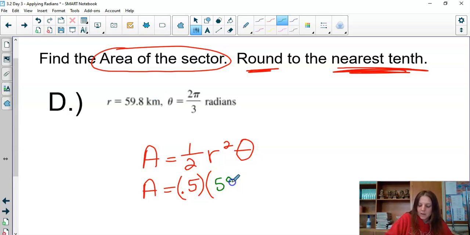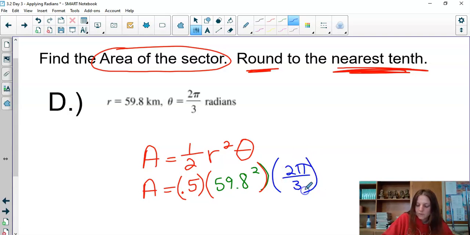So 59.8 squared. Then I'm going to multiply that by theta. Theta is also given in this question. Theta is 2 pi over 3 radians. Okay, notice how it's radians, so we can use it directly. If they gave you the angle in degrees, you would have to change it first. This one's radians, so we're good.